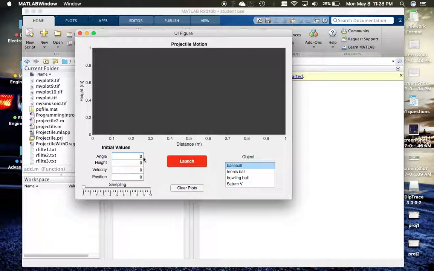So I'm gonna start with a baseball. I'm gonna apply a 50 degree angle with a velocity of 10, a sampling rate of 1, and let's launch it. So there we have it. The red dots are the perfect projectile motion with no air resistance, and the green is with the air resistance.